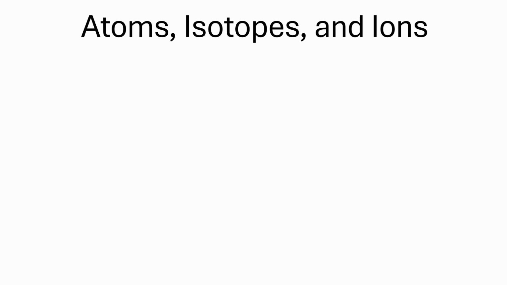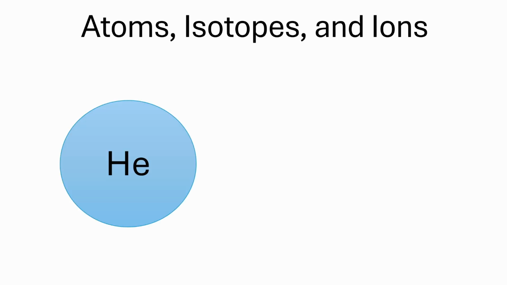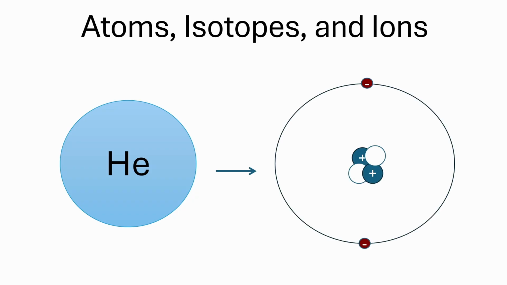Today we're going to be talking about atoms, isotopes, and ions in today's lesson. What is an atom? One of our elements that we know on the periodic table is known as helium. It may look like a sphere to you on the screen, but really on the inside, this helium is going to be made up of different particles. And this is a representation of what an atom looks like.